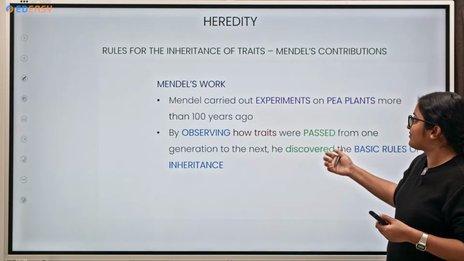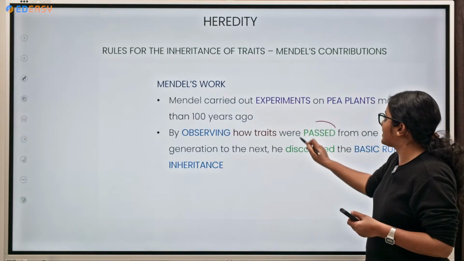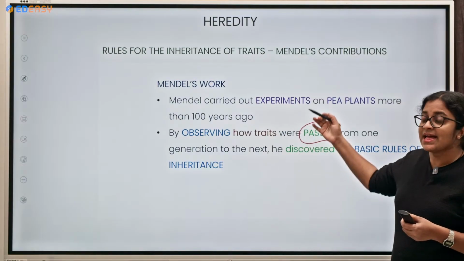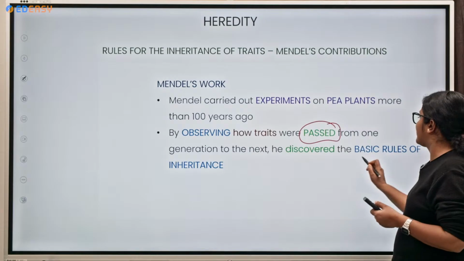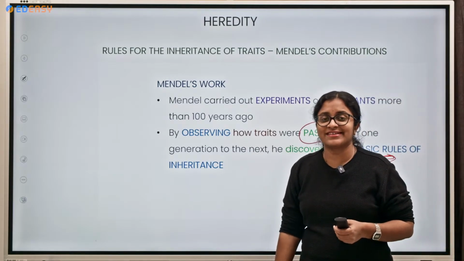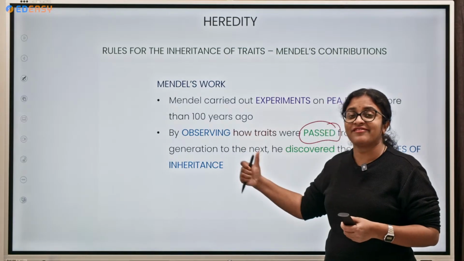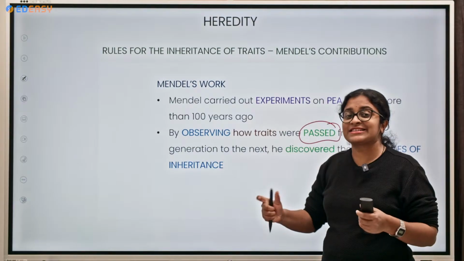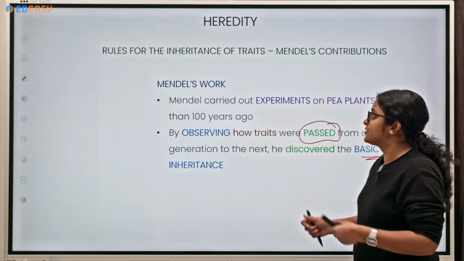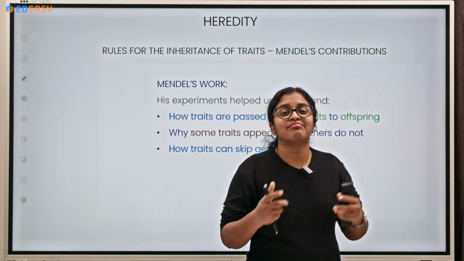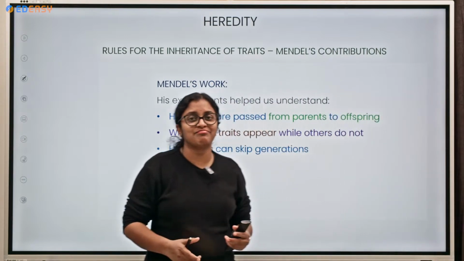What he did was observe how traits were being passed from one generation to the next generation. This led to the discovery of the basic rules of inheritance. So what was our question of discussion? How are we going to tell which one is getting expressed within the child? What is it dependent upon? Let's try to understand by Mendel's experiments on the pea plants.